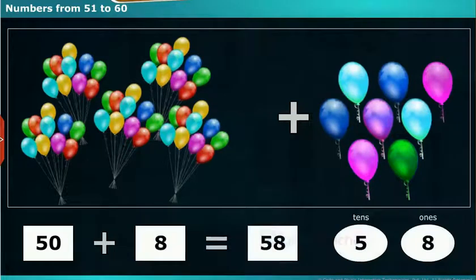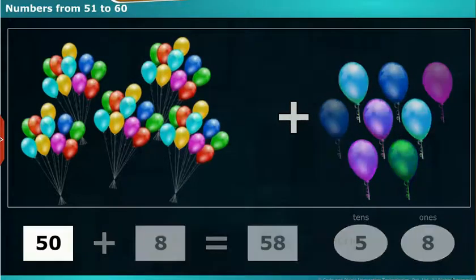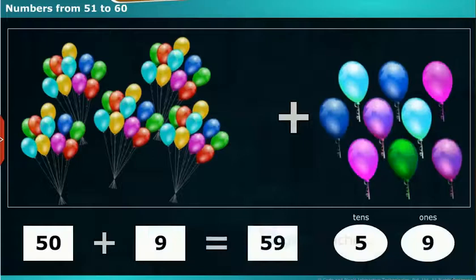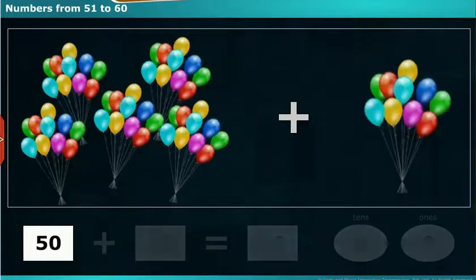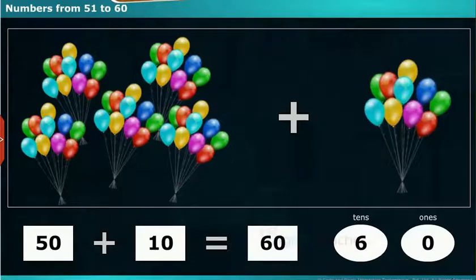50 plus 8 is equal to 58, total 58 balloons. 50 plus 9 is equal to 59, total 59 balloons. Finally, she blew one more balloon. So, 50 plus 10 is equal to 60. Total is equal to 60 balloons.